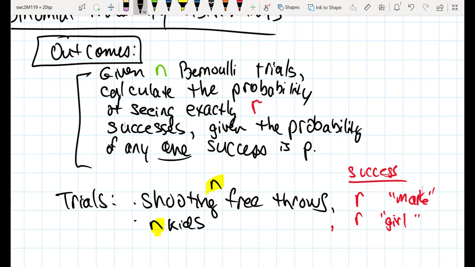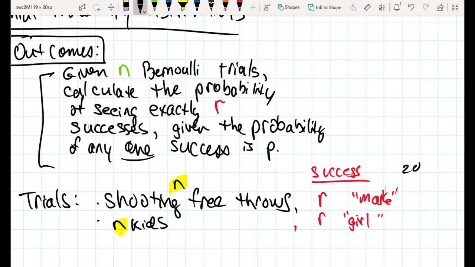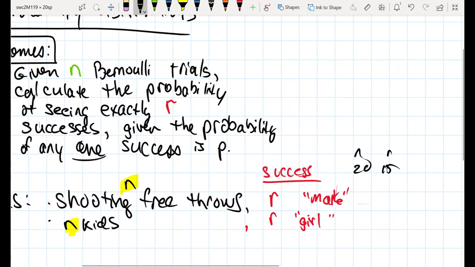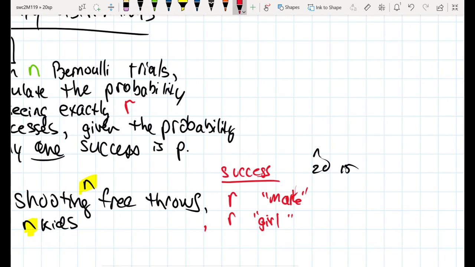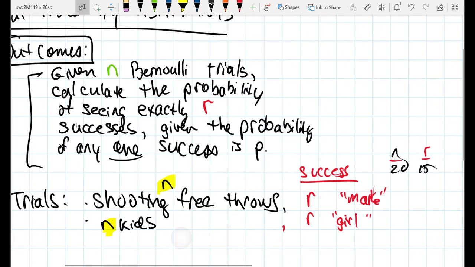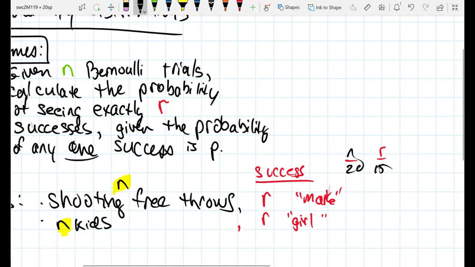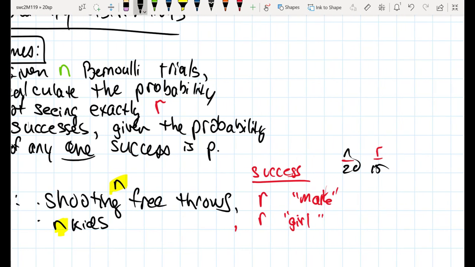So given some number of efforts, what's the probability of having R successes out of that? Given 20 free throws, what's the probability of making exactly 15 of them? One thing that we do need to know for any one of these scenarios, for example making a free throw, is the probability of making one. Even though we're shooting 20 free throws, we need to know the probability of making exactly one.